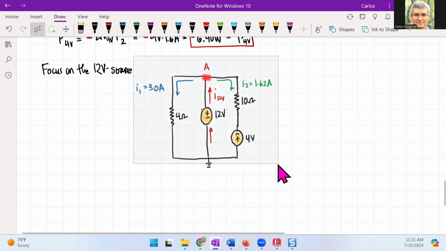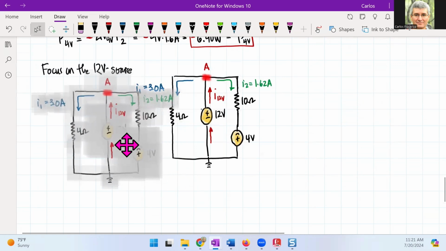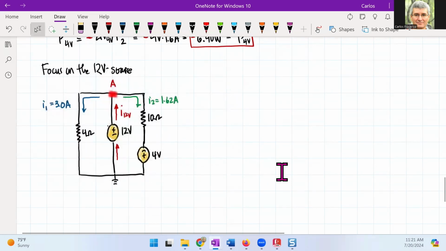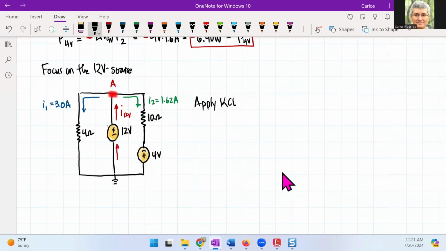So how about if I move this over here a little bit? So I'm going to apply KCL at node A to calculate the current I of the 12 volts.